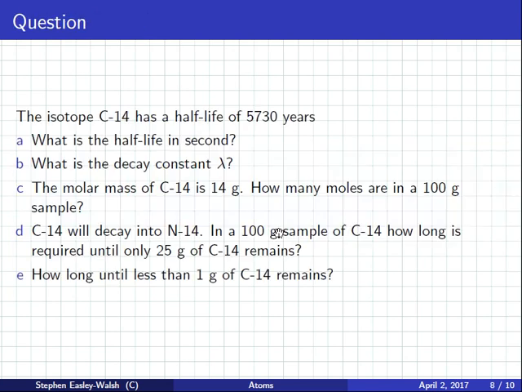So, let's have a look at an example. This is a very famous isotope, C14, carbon 14. Does anybody know why this is a famous isotope? Dinosaur. Why is it important? Use C14 to detect... Give him a chance.